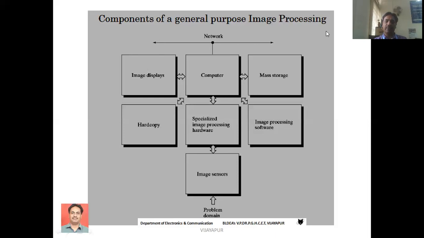Then along with this, we require some networking option also. The network is mainly required for transmission of the image or for online processing of the image. As images carry a lot of information, we can make use of either broadcast networks or fiber optical networks for processing of the images. Okay, these are the basic components we require in any image processing system.